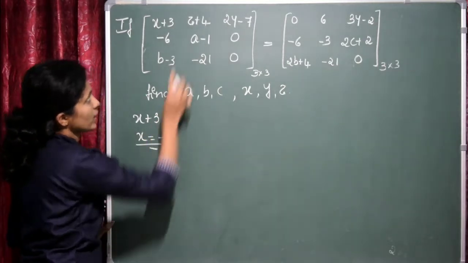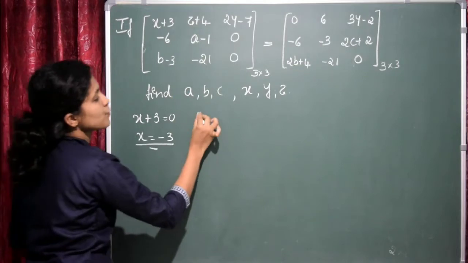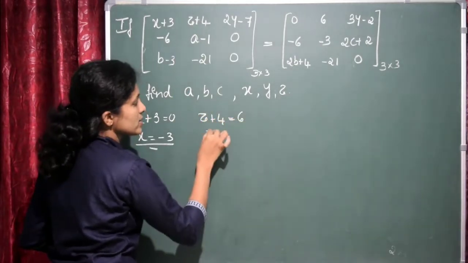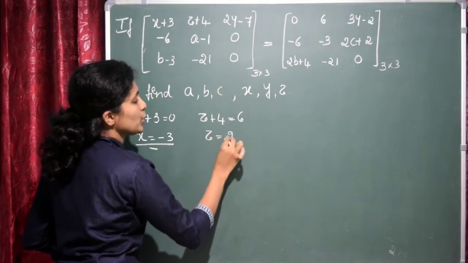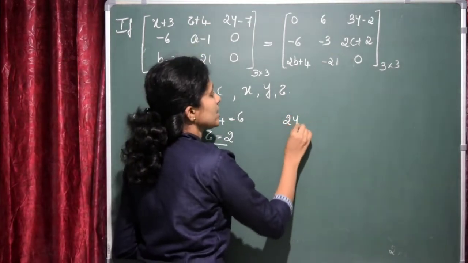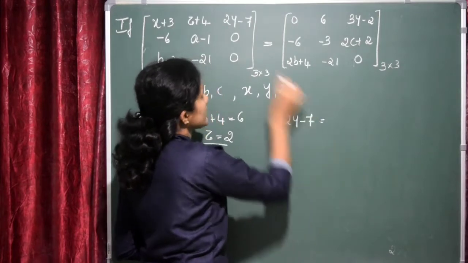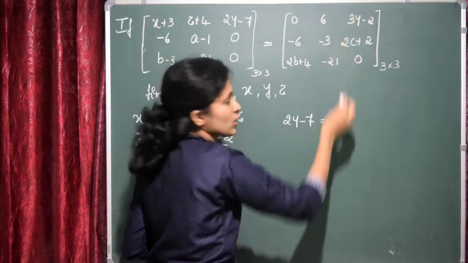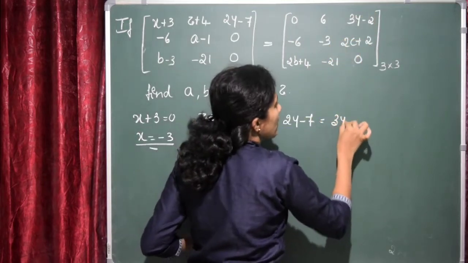I got the value of x. Next we will see z plus 4, that should be equal to the second element, which is 6, right? So z is equal to 6 minus 4, which is 2. Next one, 2y minus 7. Here the third element is 2y minus 7, that is the element in the first row, third column. Here first row, third column will be this, that is 3y minus 2, right?